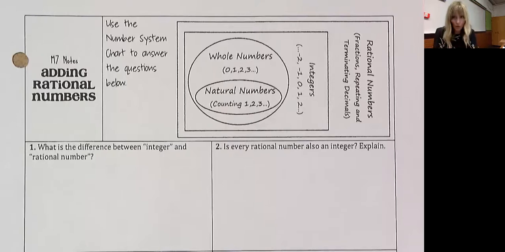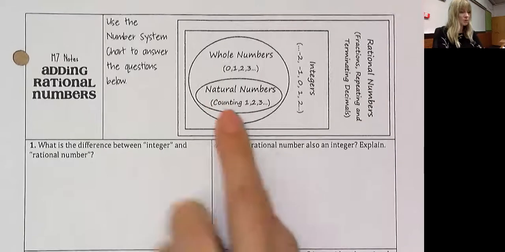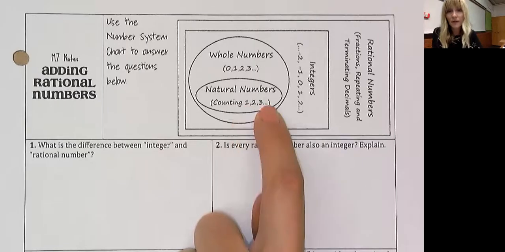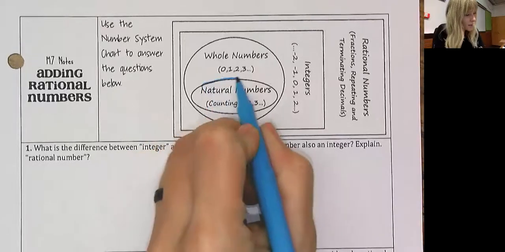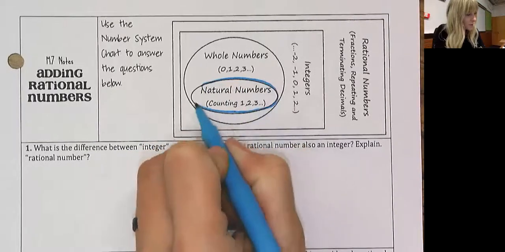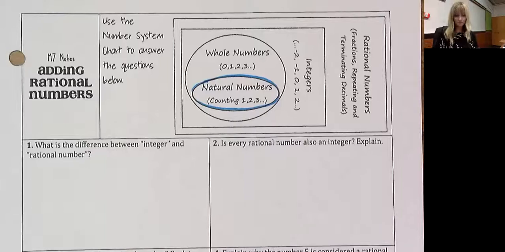You count 1, 2, 3. So the natural numbers or the counting numbers start with the number 1, and the dot, dot, dot means they go on forever. So I'm just going to circle these in different colors as I talk about them. So we have the natural numbers or the counting numbers.